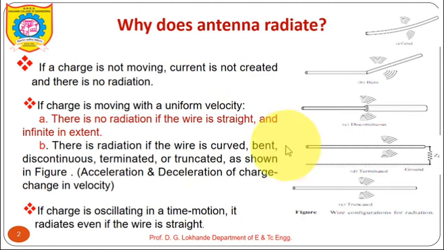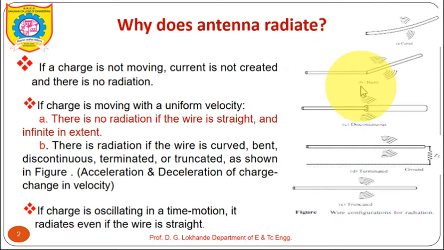So the conclusion is that there are two important conditions one should understand. Number one is that the wire should have different shapes, and the second one is that the charge which is applied to the antenna or to the wire should be oscillating in nature. The first figure shows the curved nature. Here the charge is moving uniformly, but where it is curved, the acceleration and deceleration of charge takes place, and that's why it starts radiating the signal.